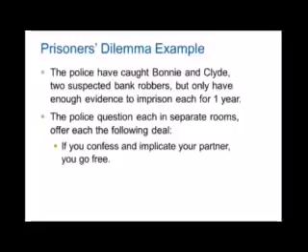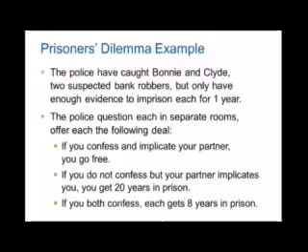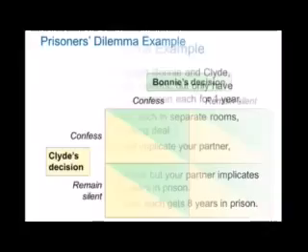If you confess and you implicate your partner, you go free. If you do not confess, but your partner implicates you, you get 20 years in prison. So if you confess, you get to go, and your partner gets 20 years of jail. But if you both confess, each gets 8 years in prison, and if neither of you confesses, you both get 1 year in prison. So let's look at this.